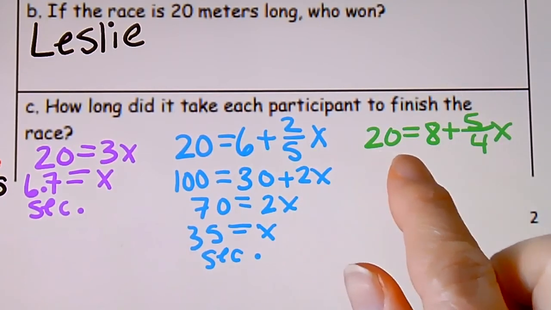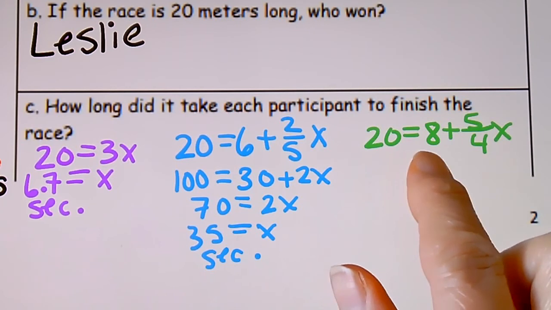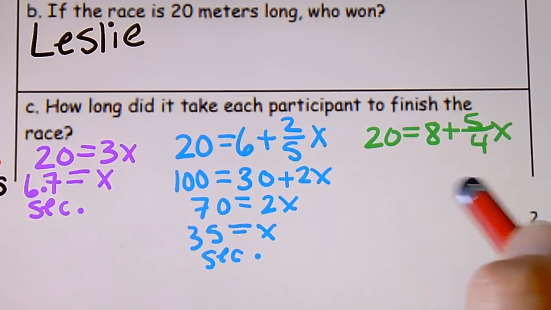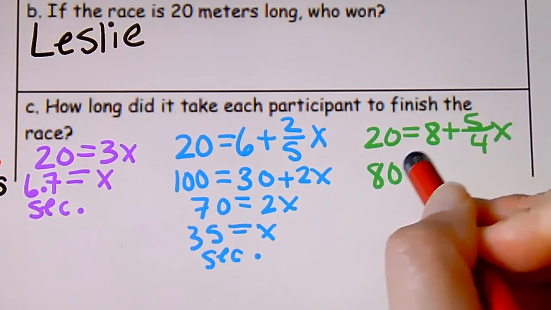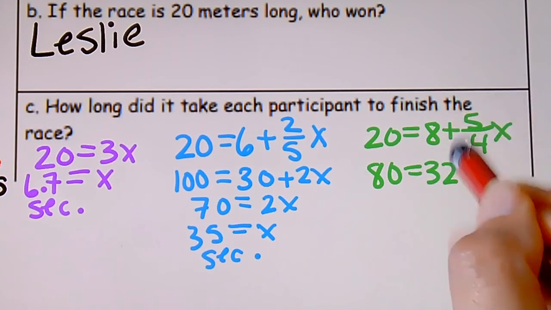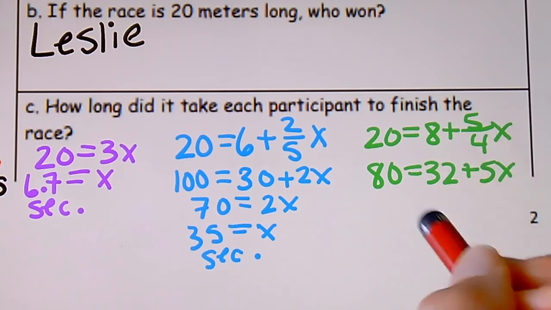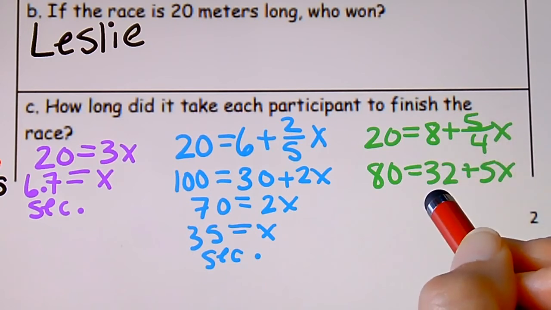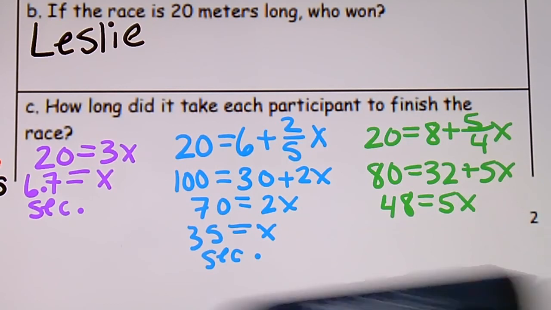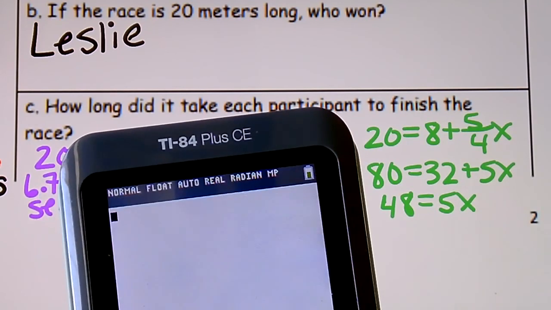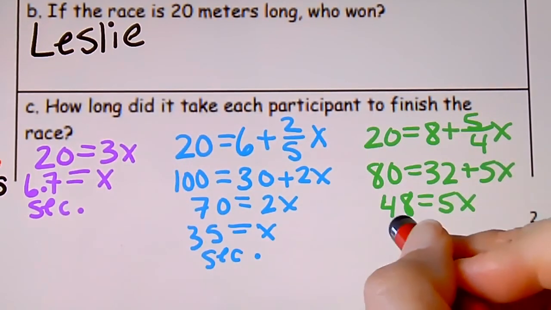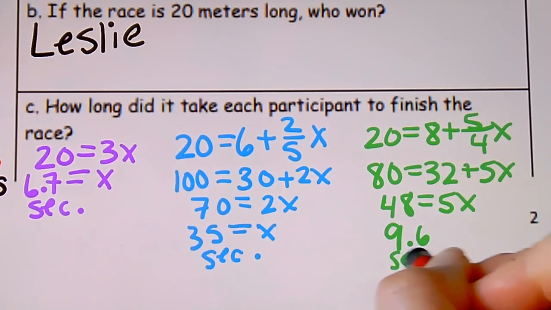Again, I put 20 in for the y. So 20 equals 8 plus 5/4 x. I'm going to fraction bust again. I'm going to multiply everything by 4. So I'm going to get 80 is equal to, and I multiply this by 4, 32. When I multiply 5/4 by 4, the 4's will cancel, and I get 5x. I'm going to minus 32 from both sides. And so when I minus 32, I end up with 48. And then I'm going to divide both sides by 5. So I'm going to take 48 divided by 5, which is 9.6. So it's going to take her 9.6 seconds.